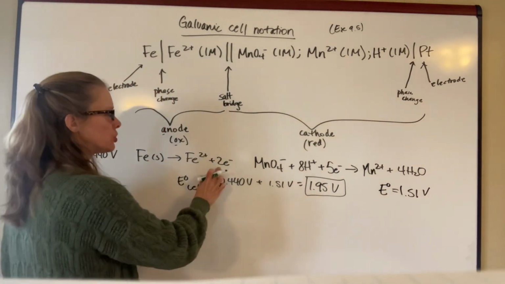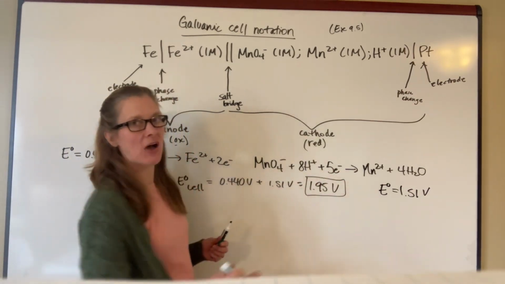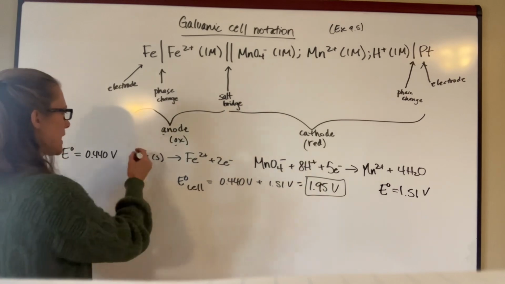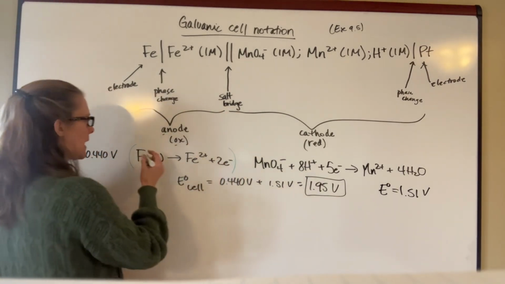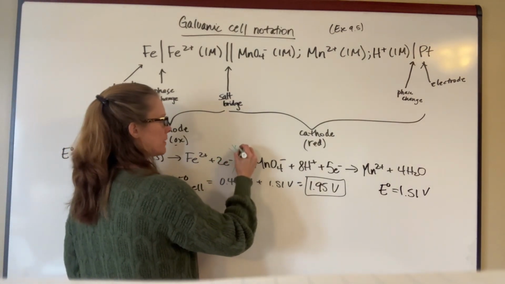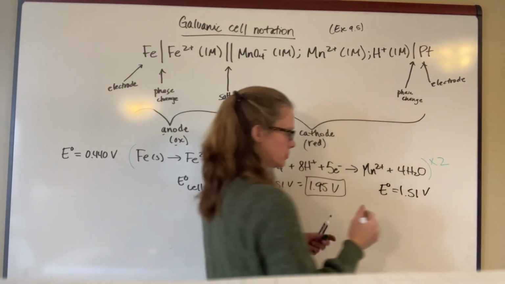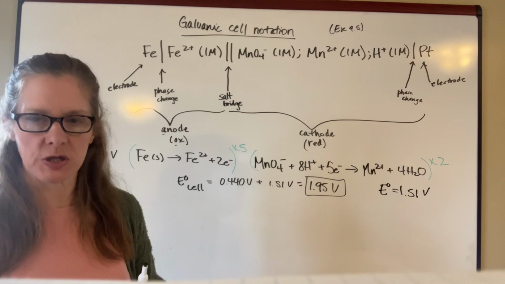Well, I've lost 2 electrons, but I've gained 5. And obviously that's not going to work. It's got to be the same on both sides. So I'm going to take this reaction and multiply it by 5. I'm going to take this reaction and multiply it by 2 in order to get my overall reaction for the cell.